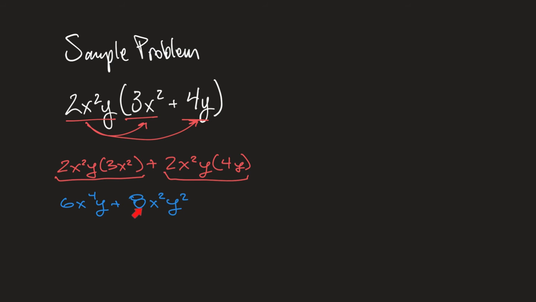Same thing here, 2 times 4 is 8. X squared times, there's no x there, so it's just x squared comes down unchanged. Then I have y to the 1 times y to the 1, it's y squared, all done.